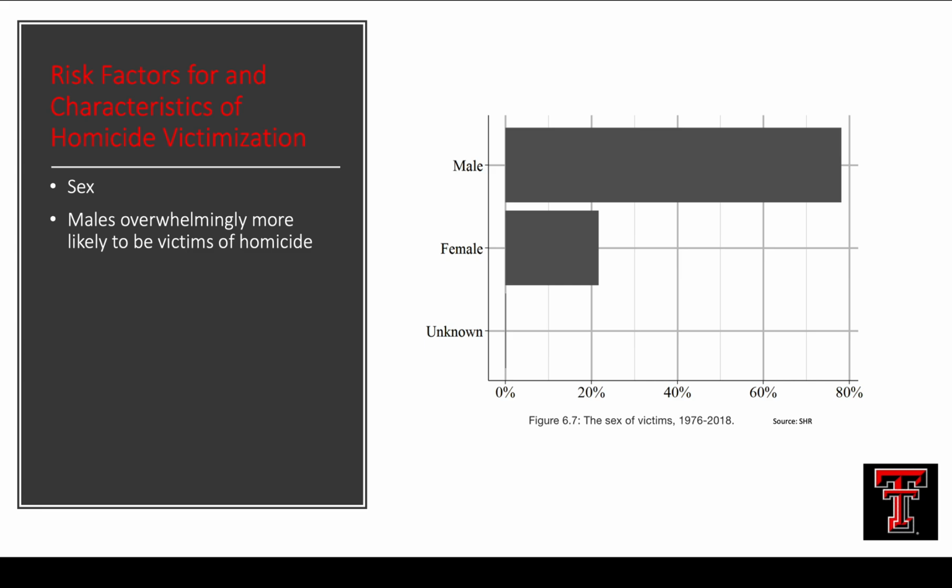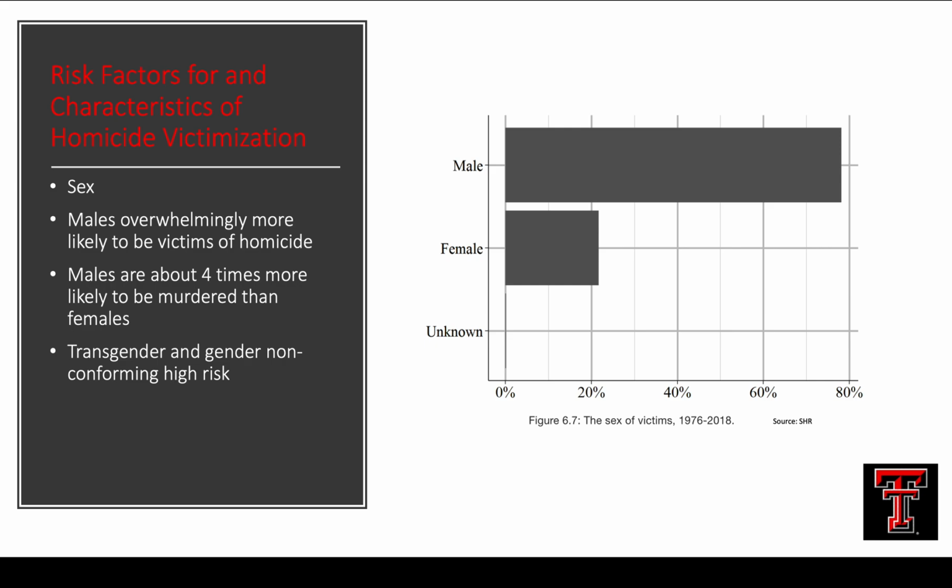Okay, so males are overwhelmingly more likely to be victims of homicide, but of course that depends on the type of homicide. They're about 4 times more likely to be murdered than females. Transgender and gender nonconforming individuals are also at a high risk of homicide, and 2021 was the deadliest year for transgender homicide. Again, intimate partner homicides are more likely to be experienced by females, but all other types of homicides are more likely to happen to males.